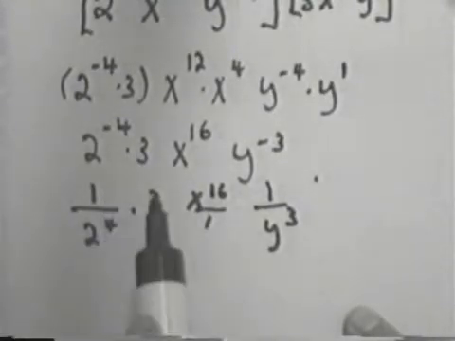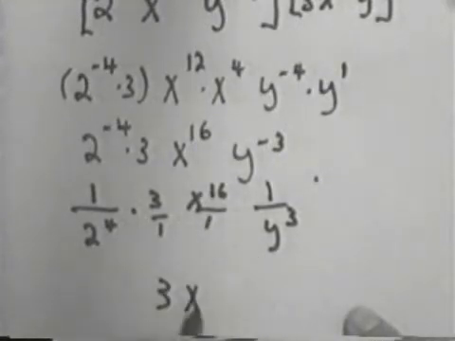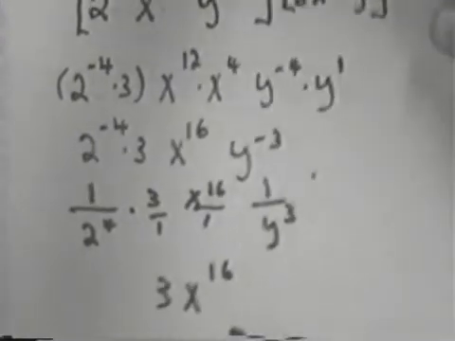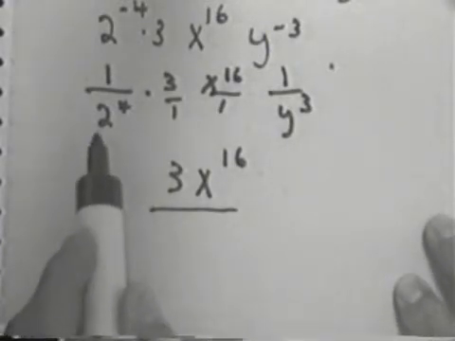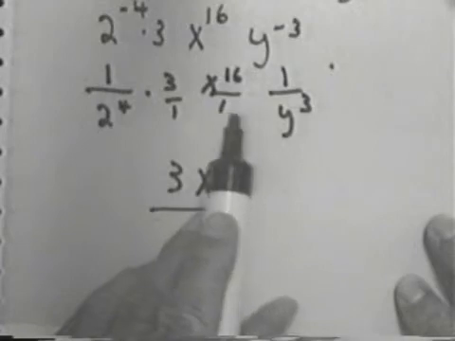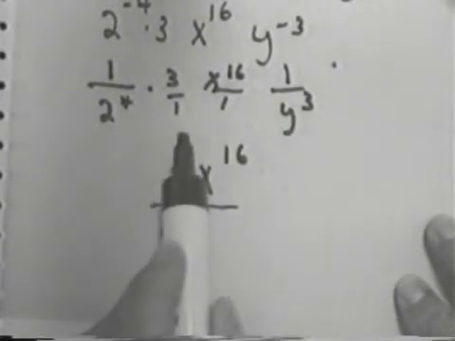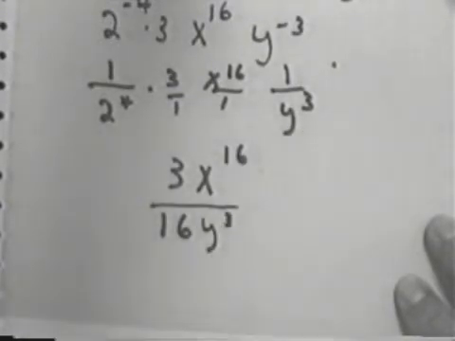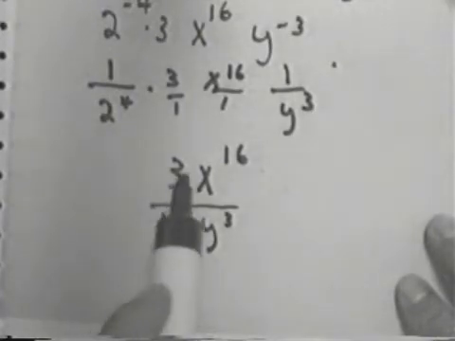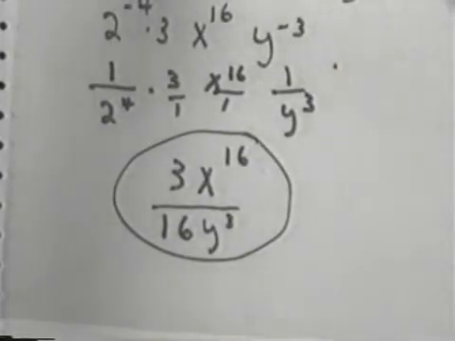So I'm left with 1 times 3 times x to the 16th times 1 is 3x to the 16th over 2 to the 4th times 1 times 1 times y cubed. Well, 2 to the 4th is 16 times 1 is 16 times 1 is 16 times y cubed, which would be 16y cubed. So my answer is 3x to the 16th divided by 16y cubed.